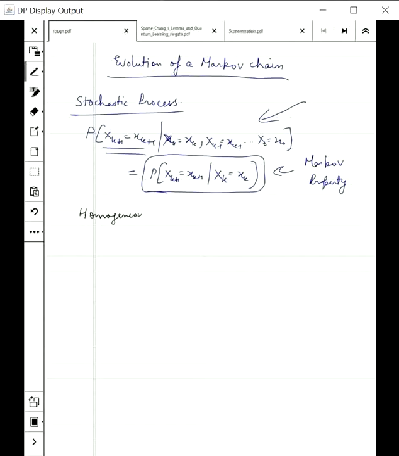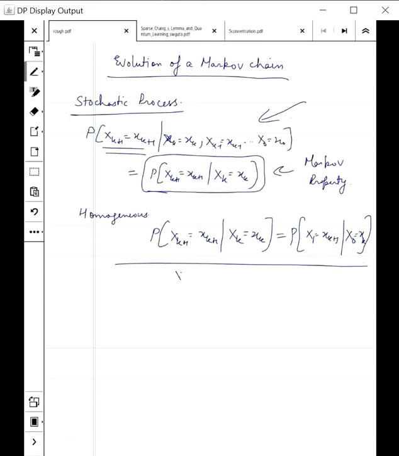That means this transition probability does not depend on time. So where xk plus 1 and xk are some elements of the state space. Remember, for a stochastic process, the state space does not change. And then this becomes a homogeneous Markov chain. And we said that we will be only looking at homogeneous Markov chains.